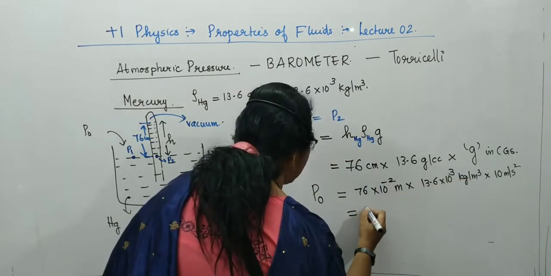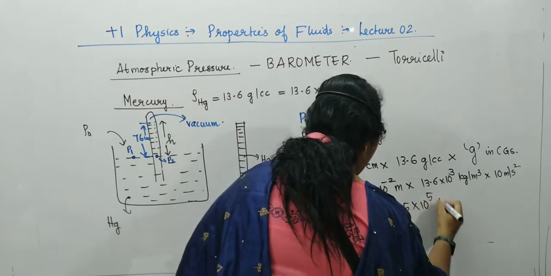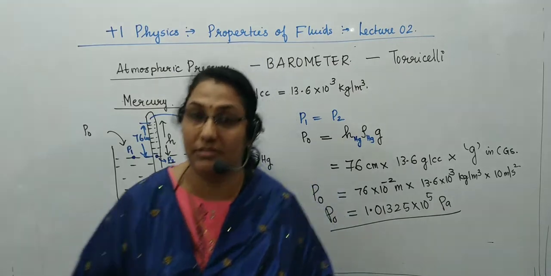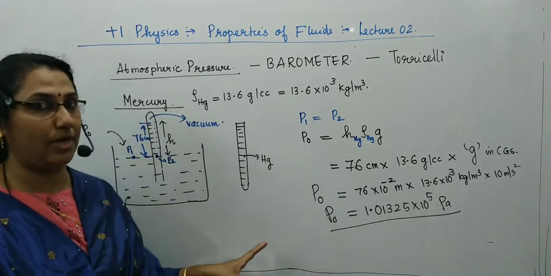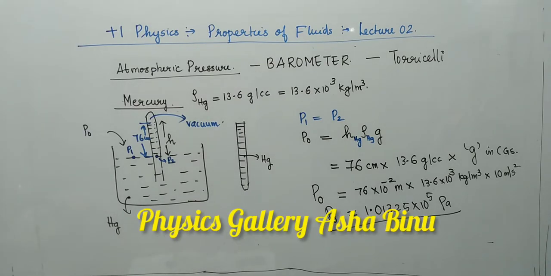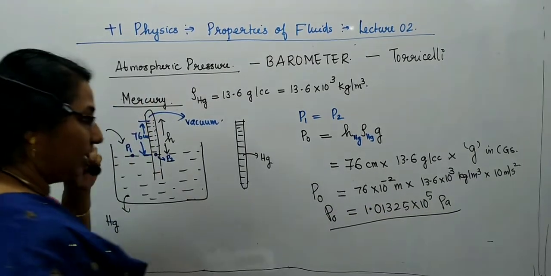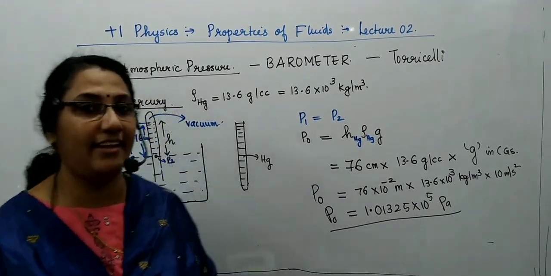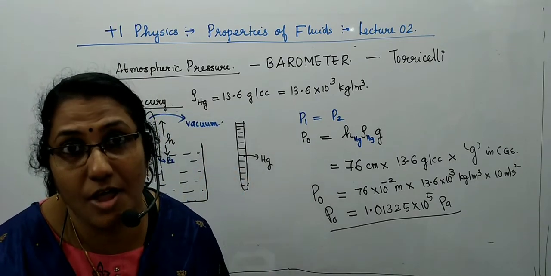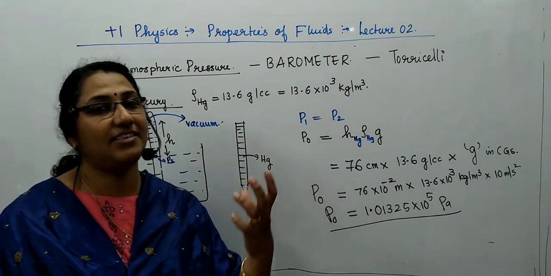Now it becomes 1.01325 into 10 raised to 5 pascal in SI. Thus he had taken the atmospheric pressure. This is how he had taken the atmospheric pressure. Clear? Okay, so what is the atmospheric pressure? Torricelli had taken the atmospheric pressure to be 1.01325 into 10 raised to 5 pascal. Okay, so this is the method by which he calculated the atmospheric pressure.